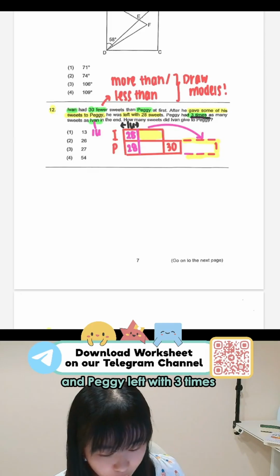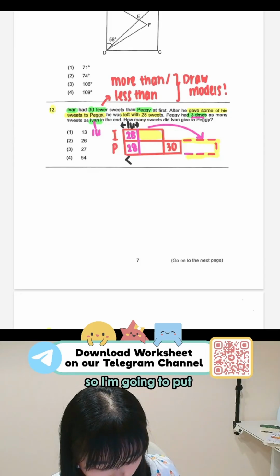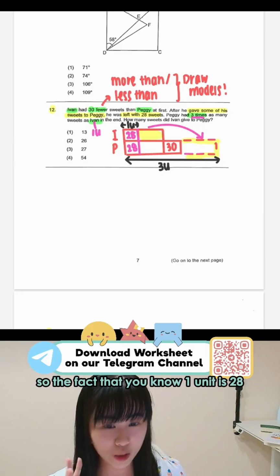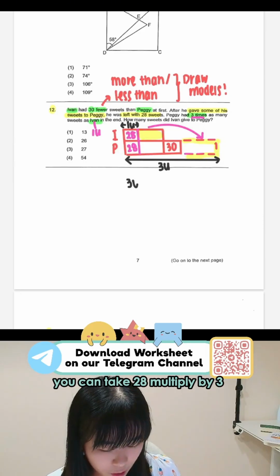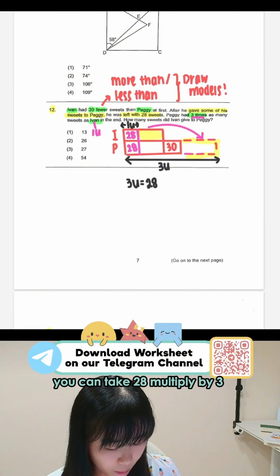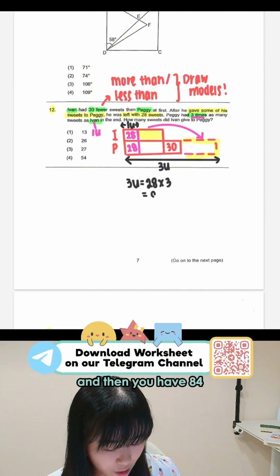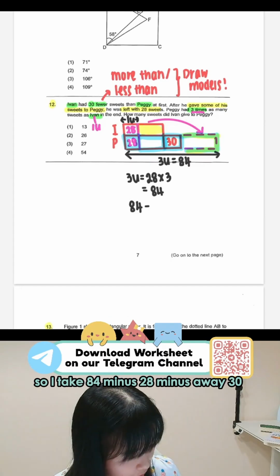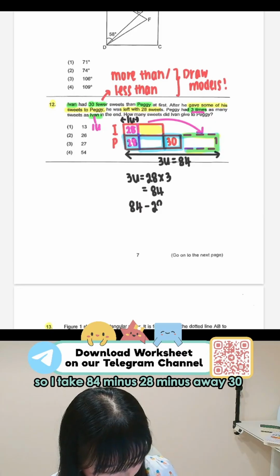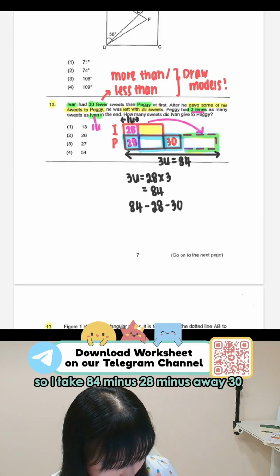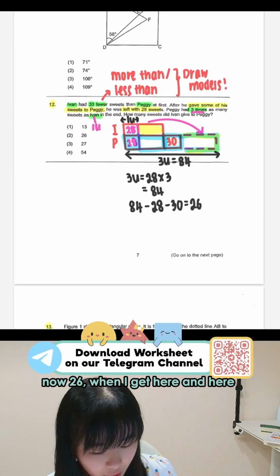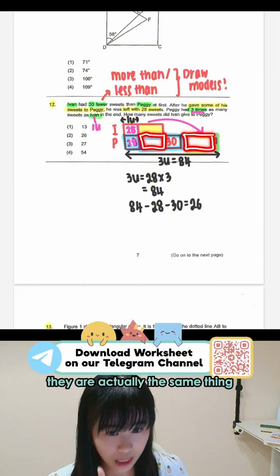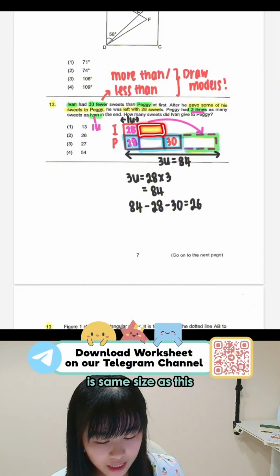And Peggy is left with 3 times, which is 3 units. So I'm going to put this whole thing as 3 units. So the fact that you know 1 unit is 28, then you can find 3 units. You can take 28, multiply by 3, and then you have 84. So this whole thing here is 84. So I take 84 minus 28 minus away 30. I will get 26. Okay, now 26 when I get here and here, I hope that you're able to tell they are actually the same thing, because this part here is the same size as this.